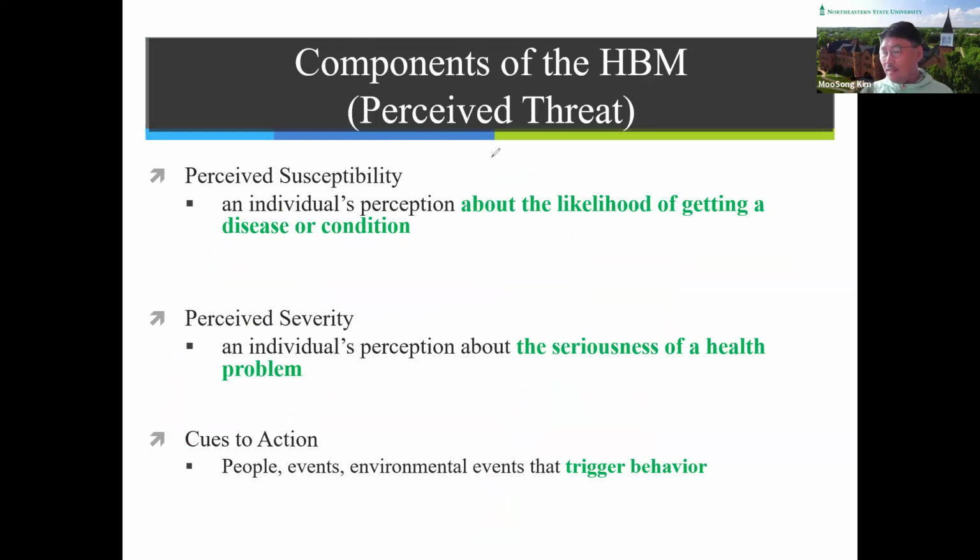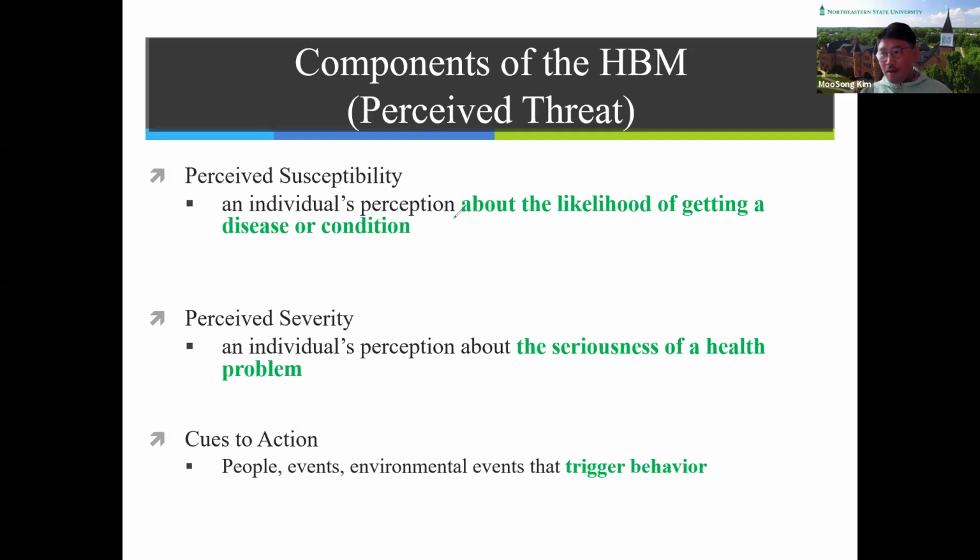So perceived threat includes perceived susceptibility, perceived severity, and cues to action. Perceived susceptibility indicates an individual's perception about the likelihood of getting a disease or condition. Some people might have a higher chance of getting a disease, like older adults compared to young adults. Older adults have a higher chance of getting disease compared to young adults, right? So it is the individual's perception.